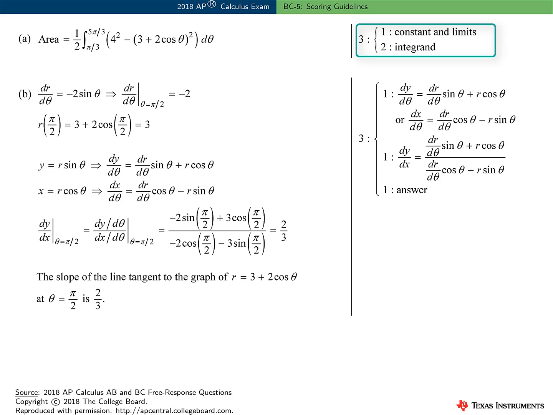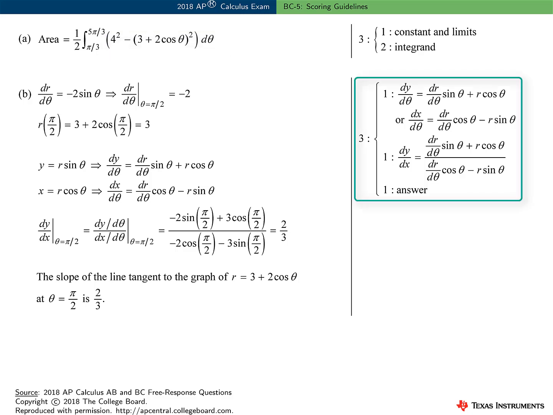Part A was worth 3 points. The first point was for writing the constant 1/2 and the limits or the bounds on the definite integral, a lower limit of pi over 3 and an upper limit of 5 pi over 3. And the constant and the limits must be in the context of a definite integral. The remaining 2 points were for the integrand expression. Note that there were other valid expressions if the student used the symmetry in the graphs or evaluated part of the integral involving the constant 16.